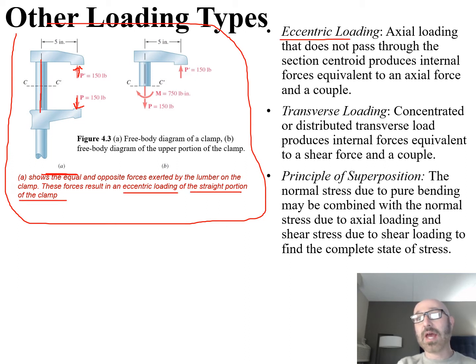This is eccentric loading again. Axial loading that does not pass through the section centroid produces an internal force equivalent to the axial force and a couple. So that's exactly what we're dealing with here. As we can see, the load does not pass through the centroid section of that clamp. So therefore we're dealing with this eccentric loading.